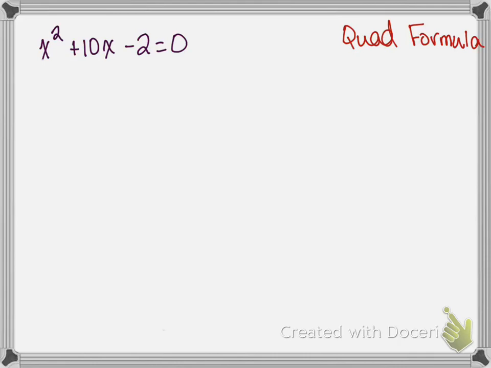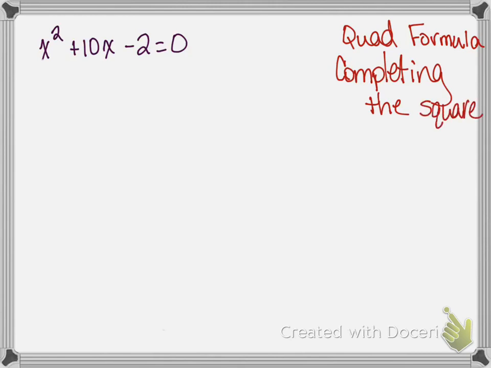Here it is: ax squared plus bx plus c. In this problem up here, what is my a value based on this formula right here? What's my a value? 1. And what's my b value up here? 10. When I've got an a value of 1 and a b value that's even, the process of completing the square is the better way to go. It's more straightforward.